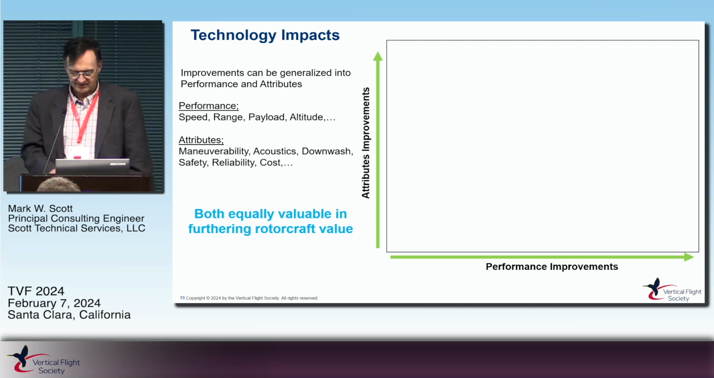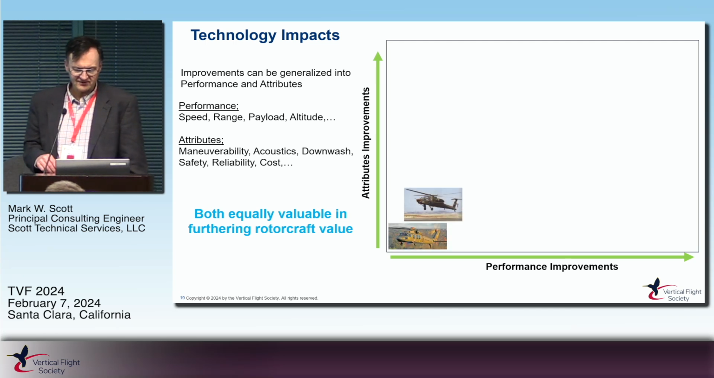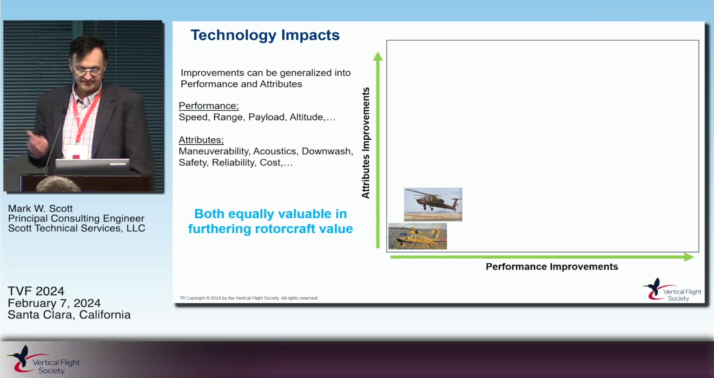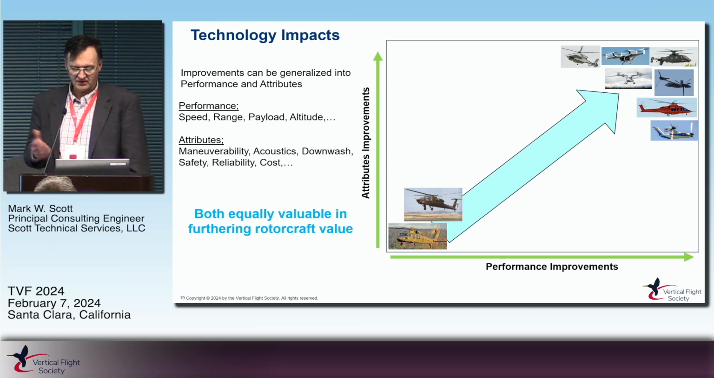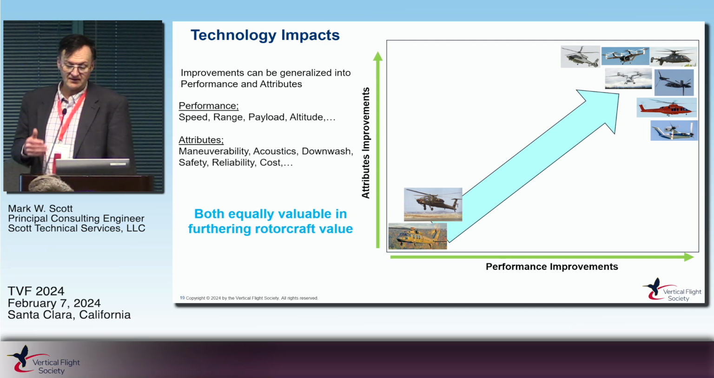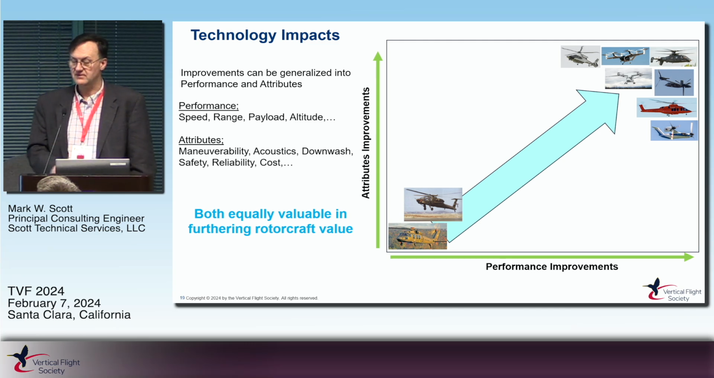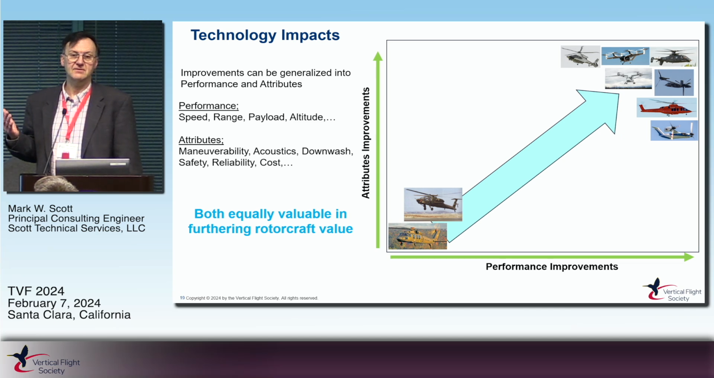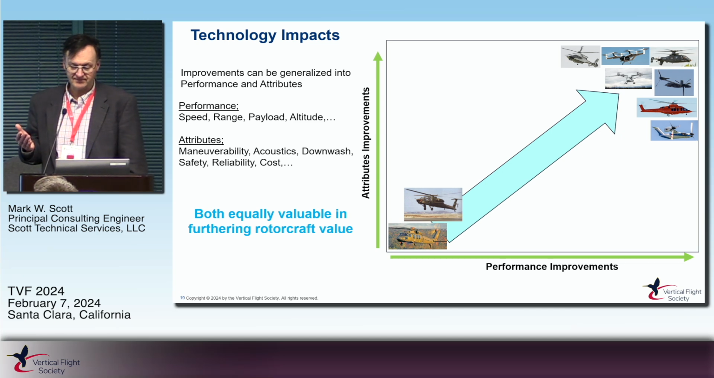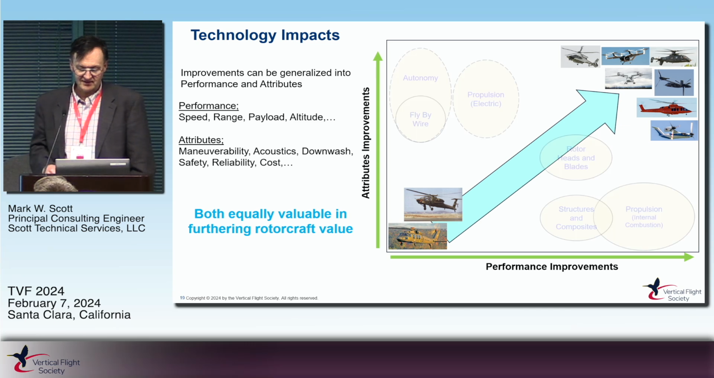So you like to plot these two things against each other. Starting back in 1974, first flight of the Black Hawk. A year later was the Apache, or AH-64. And over time, we've gone from large improvements in performance and large improvements in attributes. So they've really gone up on both, and made the aircraft way more capable than they were 50 years ago. What are the technologies that have done that?